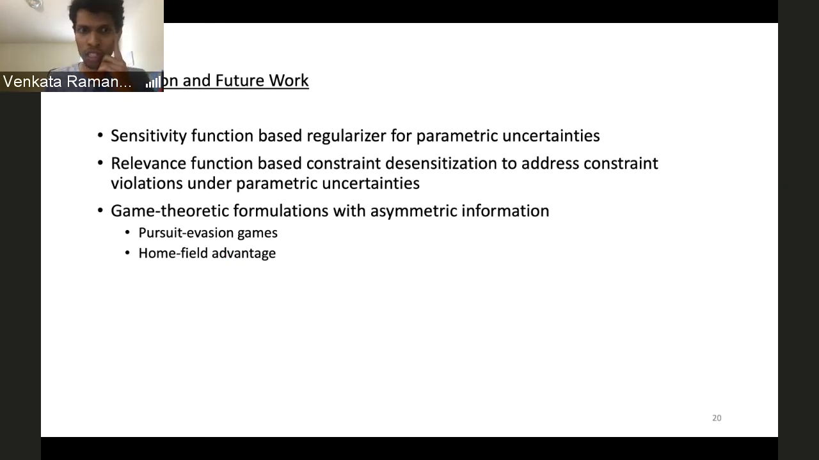So our future work essentially involves looking at game theoretic formulations where there is asymmetric information between the agents. In this case, let's say we are considering a pursuit evasion game where the evader has the exact information of the parameter and the pursuer is at an information disadvantage. And we want to figure out what sort of trajectories we can design based on this idea of desensitization.